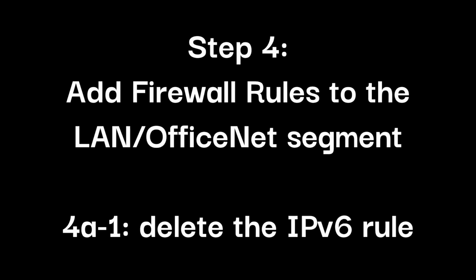Next, we will create the rules for the LAN, or as we also call it, the Office Net segment. We start by deleting a rule that allows IPv6. We don't use IPv6 on this network. And, you may recall that pfSense has a hidden automatic block rule that is present at the end of each segment's rule set. This means that devices on this segment will not be able to send IPv6 messages to devices on other internal network segments.